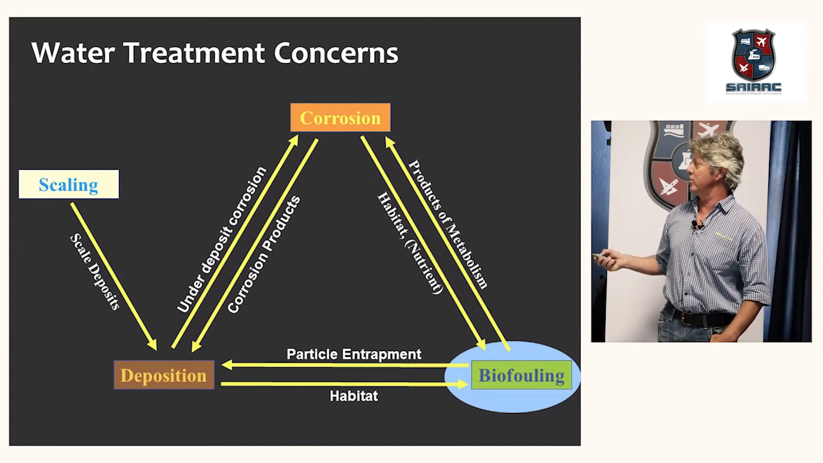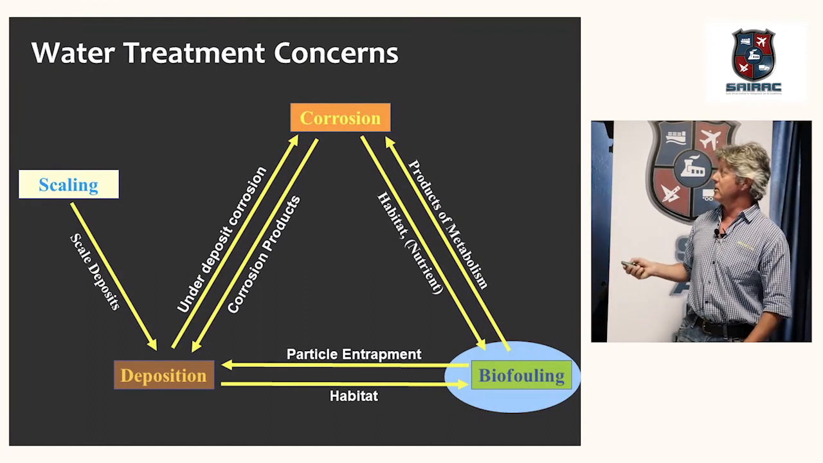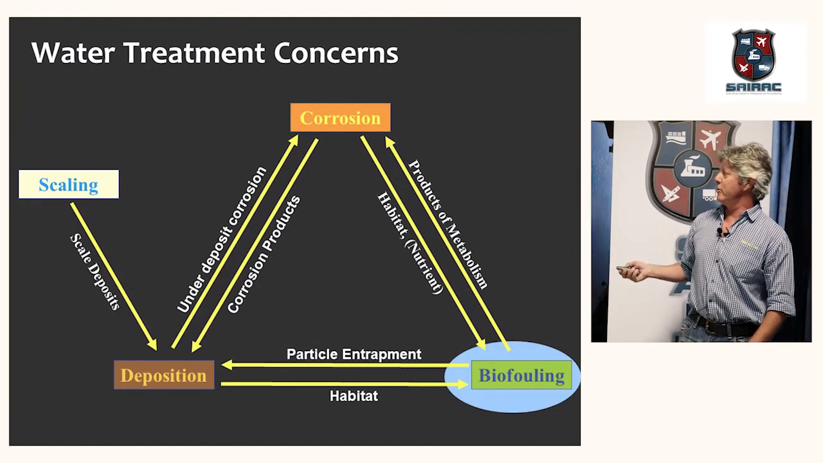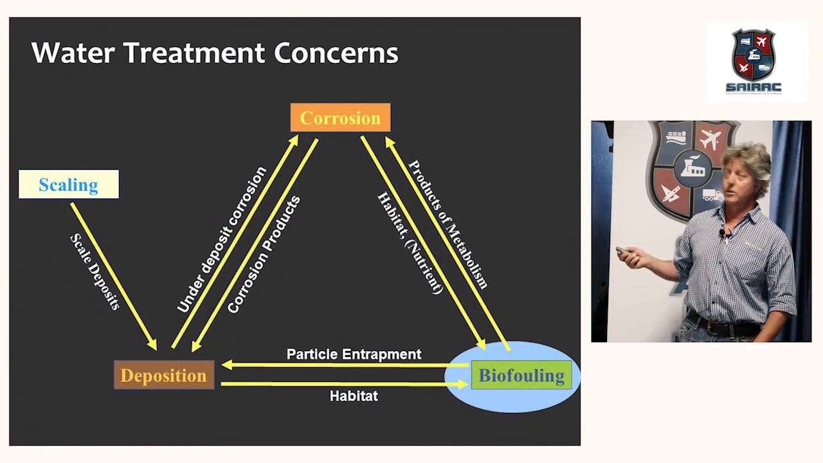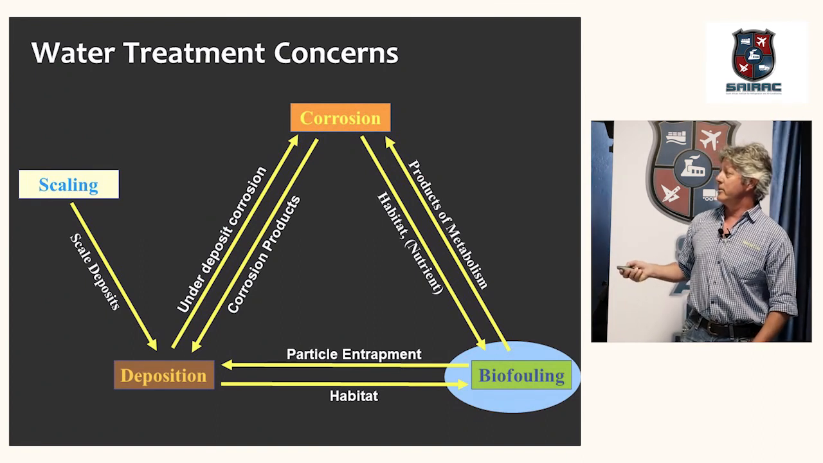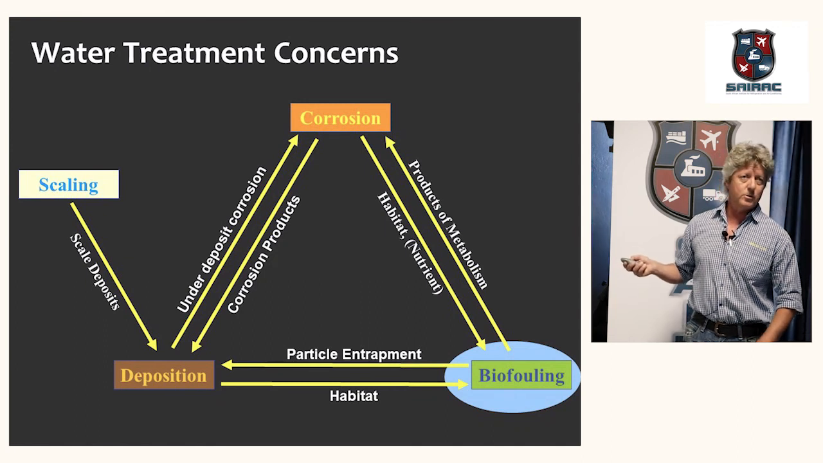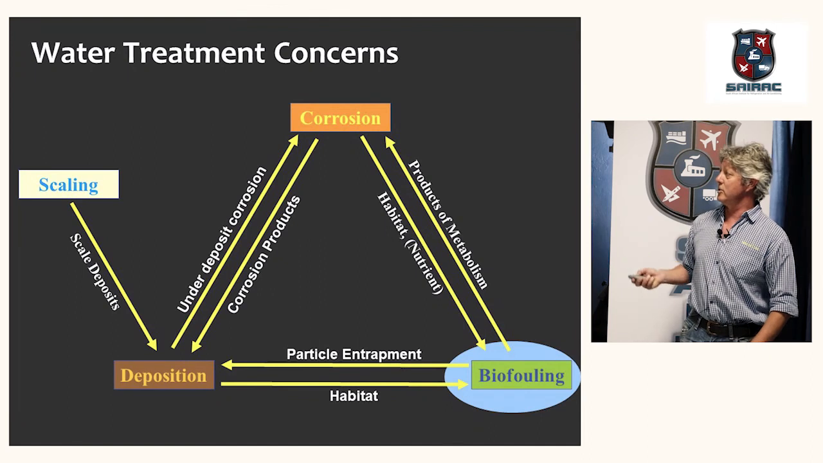So if you have biofouling, you will get corrosion, you will get deposition, et cetera, et cetera. For instance, if you have biofouling, you have products of metabolism of the bacteria, which will lead to corrosion. If you have biofouling, you've got particle entrapment, which will lead to deposition. This deposition in itself will then turn into under-deposit corrosion because of the bacterial metabolites. And so you can see that these are all connected in both ways.